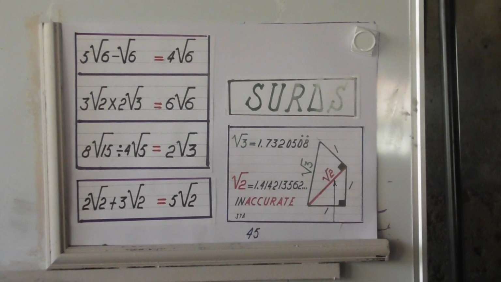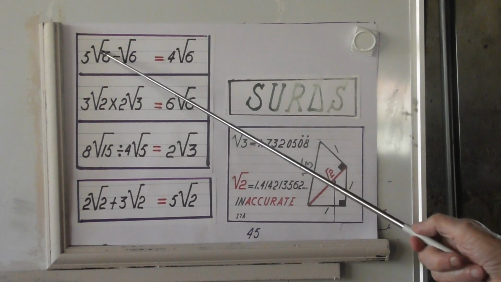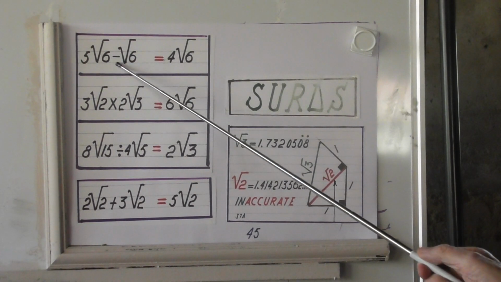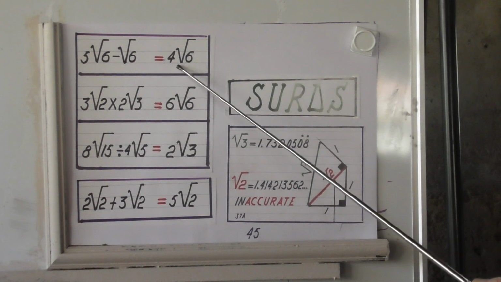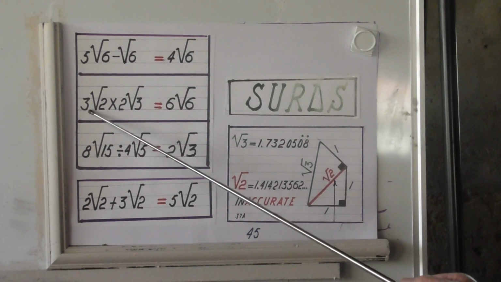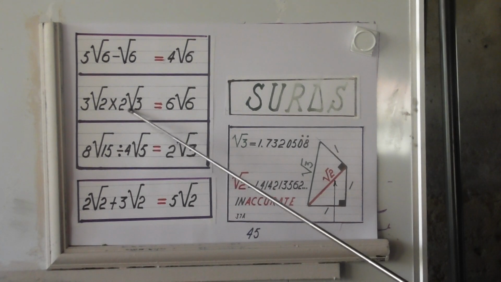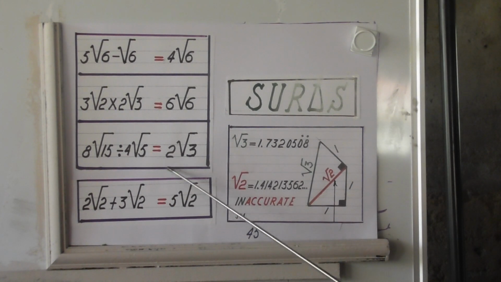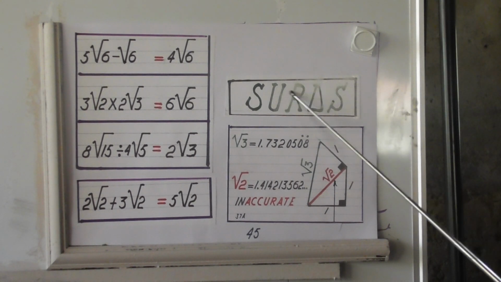So, we have now learned that we're talking about the square root of 6. So 5 of those, negative 1 of those, that's 4 of those. 3 2s are 6. Root 2 times root 6, 3 is root 6. 8 divided by 4 is 2. Root 15 divided by root 5 is root 3. No problems. 2 of those plus 3 of those is 5 of those. They are called surds.